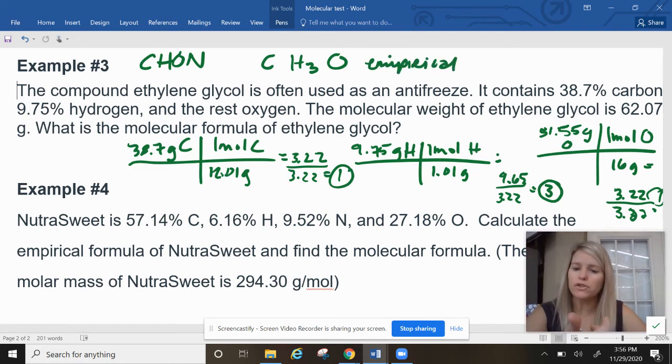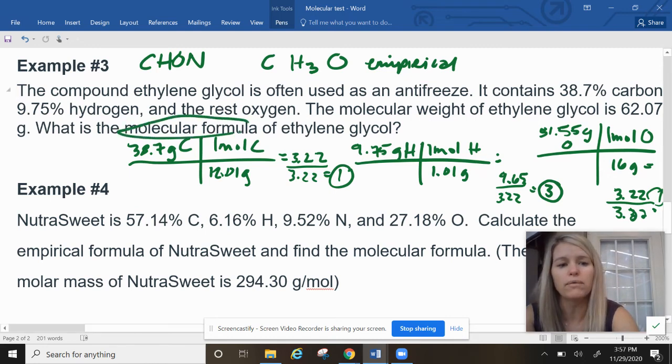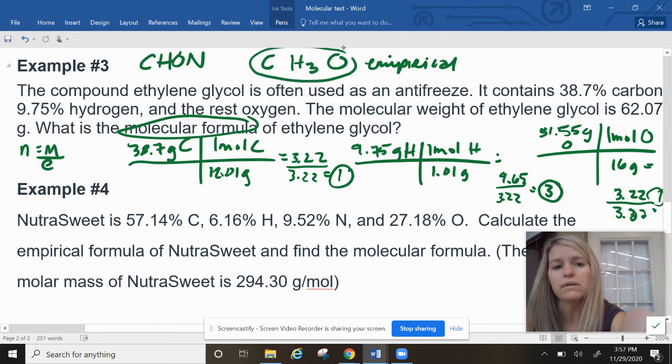Okay, so our first step was to change to moles. Our second step was to divide them all by the lowest number of moles. And then that gives you the empirical formula. Now, at this point, since we want the molecular formula and we have the empirical, we have to use the n equals molecular over empirical equation, right? So we need to get the molar mass of this thing.